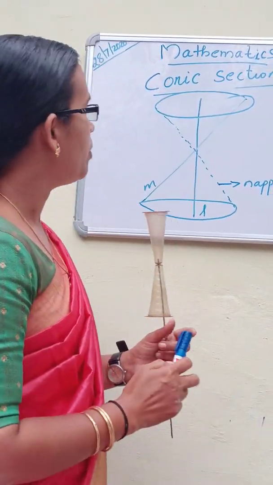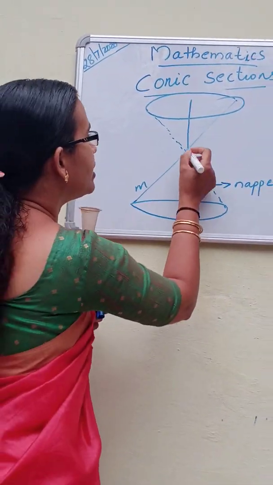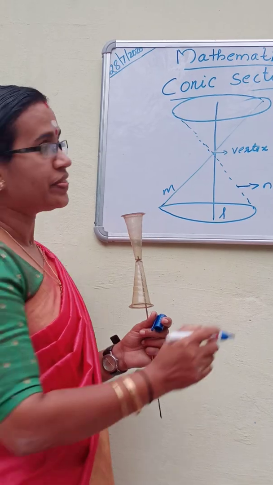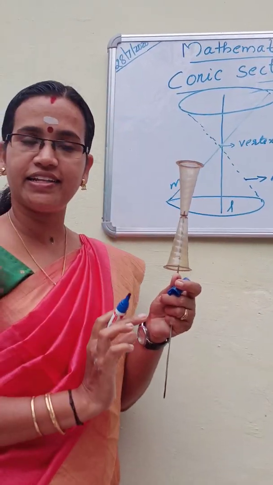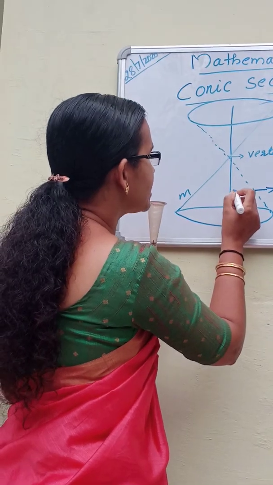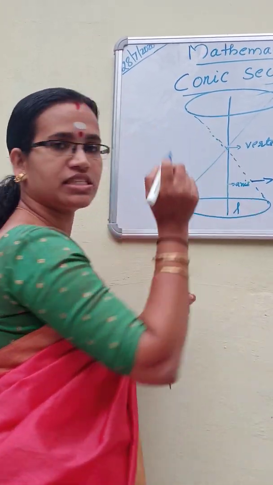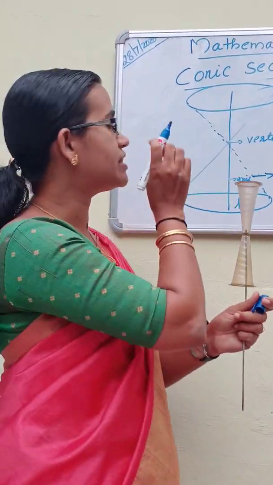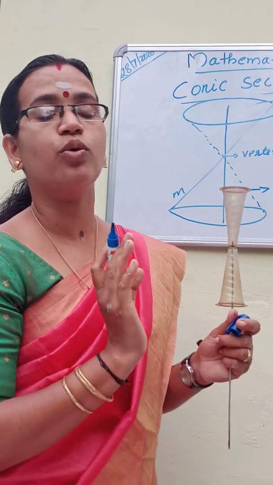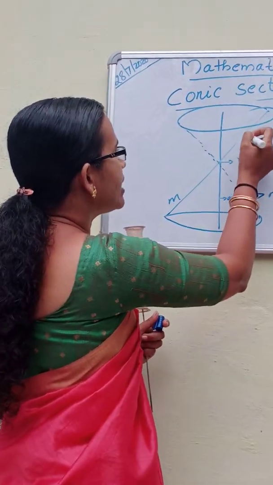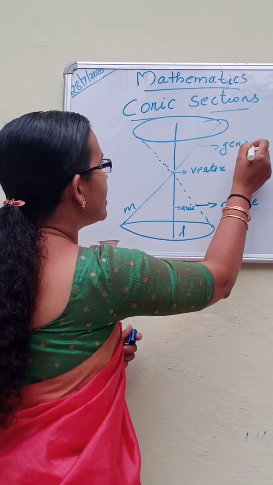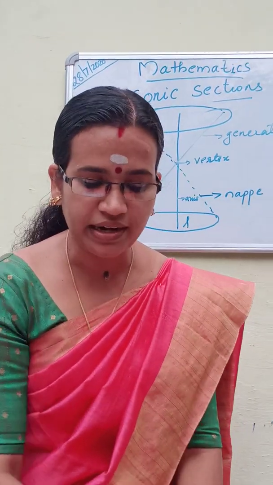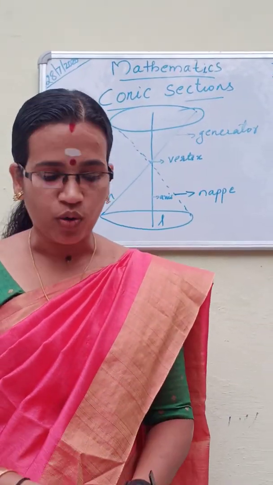The fixed point is called the vertex, and the fixed line, the vertical line that is fixed, is called the axis. The straight line which rotates about the fixed point is called the generator. This is the rotating line, called the generator. So it is the double napped right circular hollow cone.